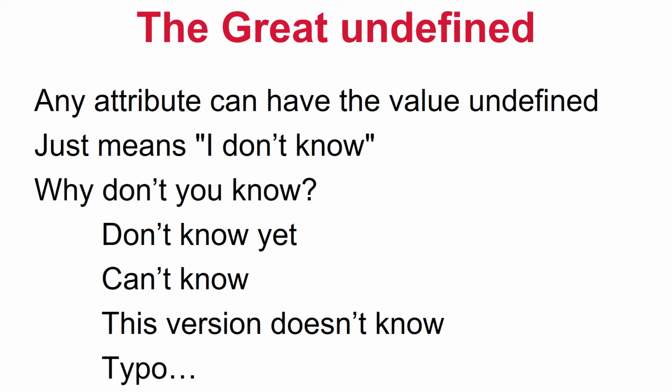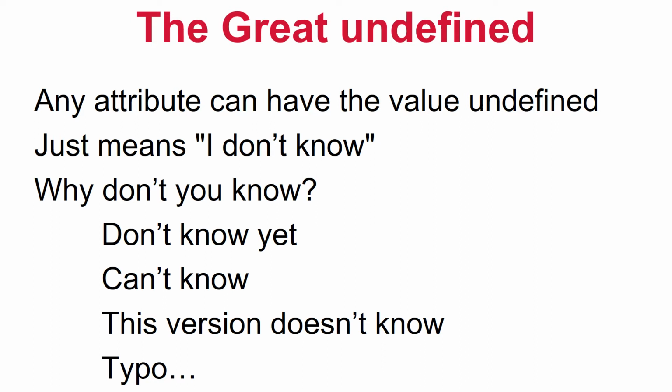Any attribute can have the value undefined, and it means the system knows that it doesn't know the value. It doesn't even know the type. So for an attribute that has the value undefined, we don't know if that's true or false, or even a Boolean. It could be a string or a number or whatever. We just don't know what it is. And this honesty about what we don't know is particularly valuable in a distributed system like HTCondor.